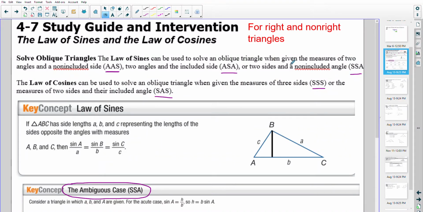You can solve parts of a right triangle or non-right triangle by using the law of sines or the law of cosines. I'm going to look at the law of sines in this lesson. Now, law of sines can be used in different cases: angle, angle, side, angle, which has the side included, and side, side, angle, where the side is not included. The law of cosines is used in these two cases.